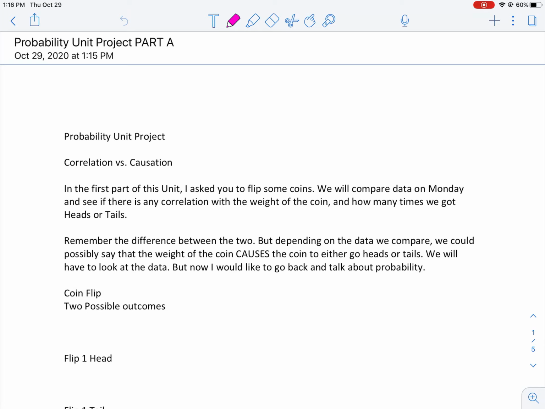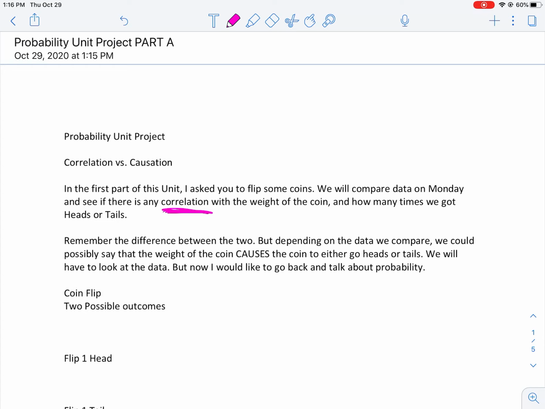So in the first part of this unit, 2 weeks ago, I asked you to flip some coins. So on Monday we will compare that data and see if there's any correlation between the weight of the coin and how many times we got heads or tails. When you come in on Monday, I'll have a couple larger coins, we'll compare our data, and we'll see if there's any correlation. There might not be one, all right? But remember the difference between the two.